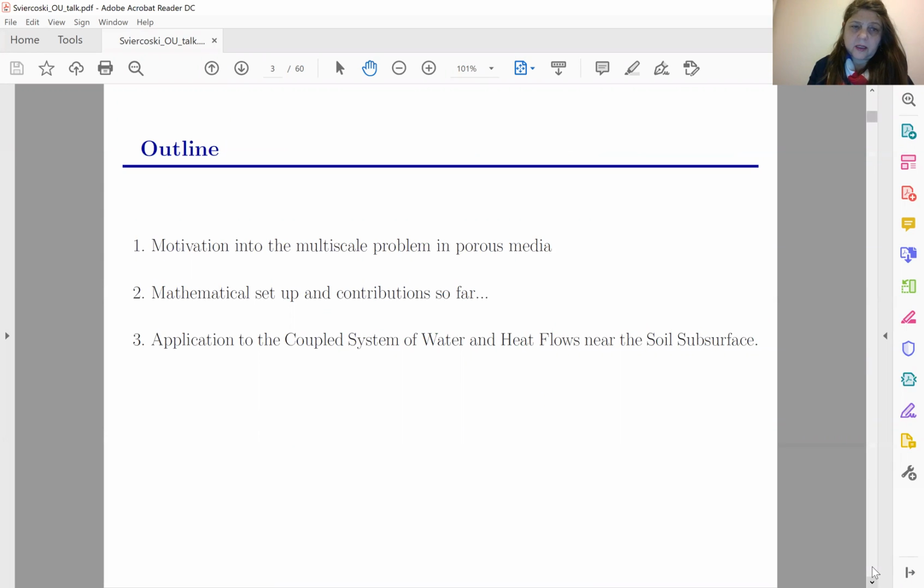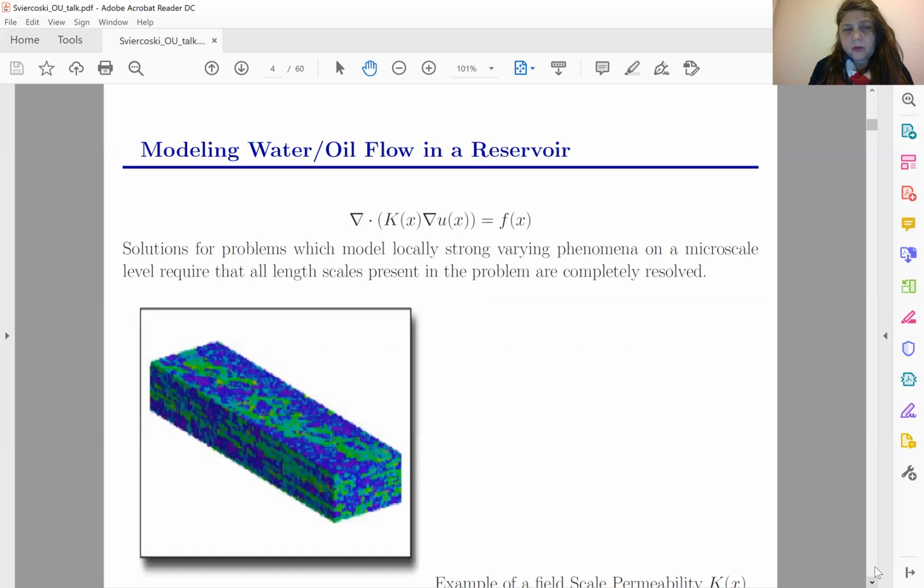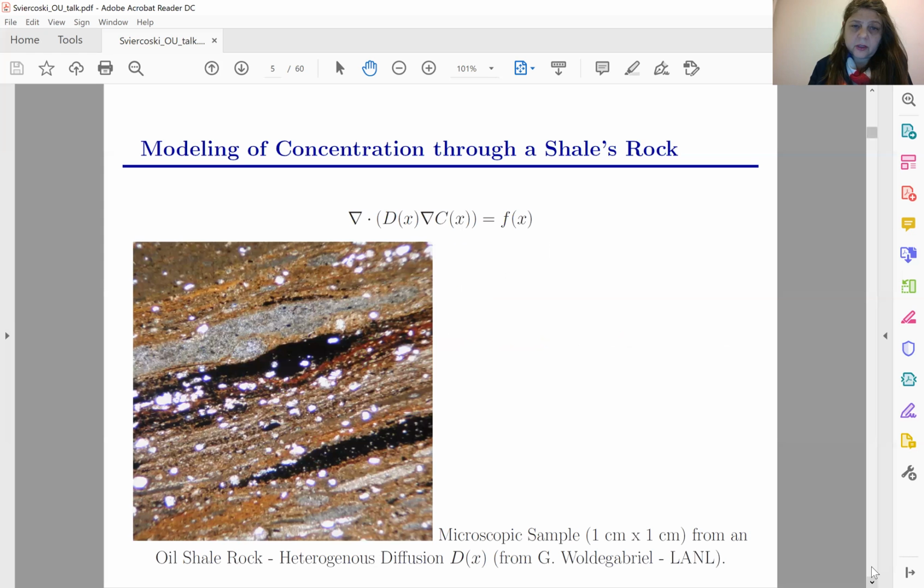In the outline, I will describe the motivation for the multiscale problem, the setup, the contributions, and the application for the coupled system. So here is the motivation of what multiscale is about: how the conductivity, in a scalar equation, varies locally, and how to resolve this scale. And this is a nice small scale in a shale rock.